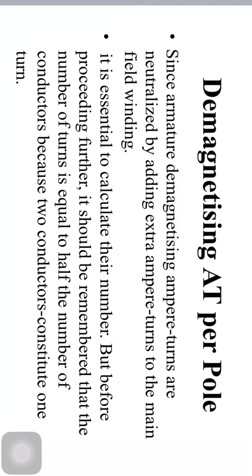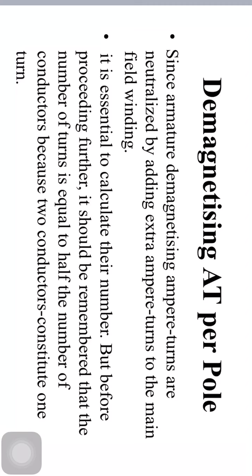Next, we shall now calculate the demagnetizing ampere turns per pole. It is necessary to neutralize the demagnetizing ampere turns of armature reaction, and this is achieved by adding some extra ampere turns to the main field winding.